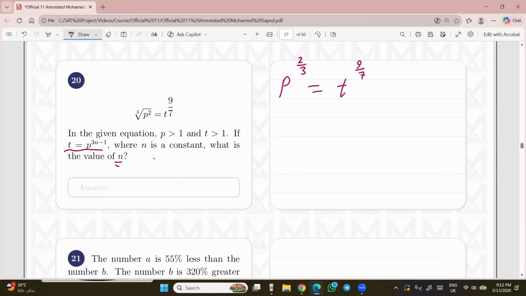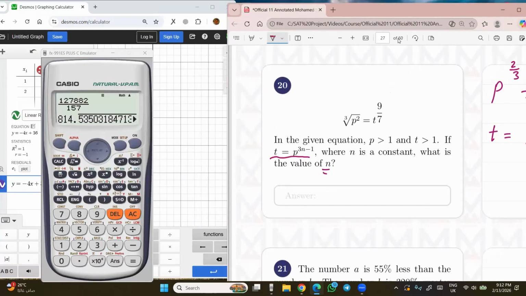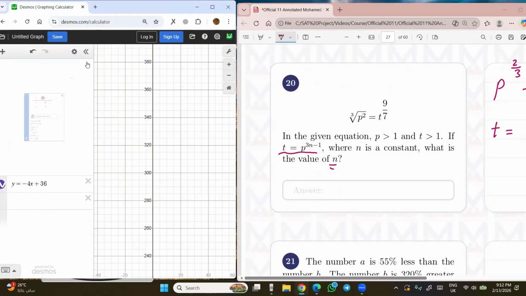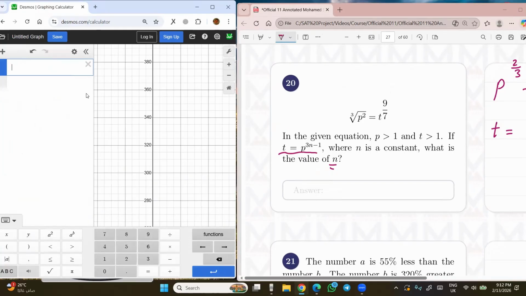That's the first equation. Second equation is this: T is equal to p to the power of 3n minus 1. Can we put them both on Desmos? Yes, we can do that. And on Desmos, we can use this kind of factoring or grouping system. What is the grouping system we can use here?